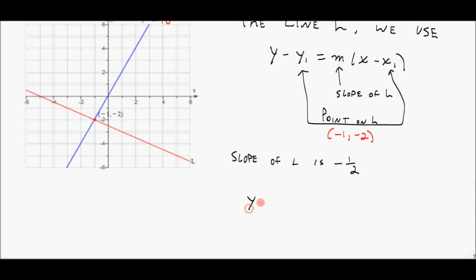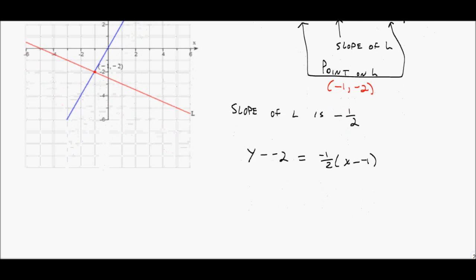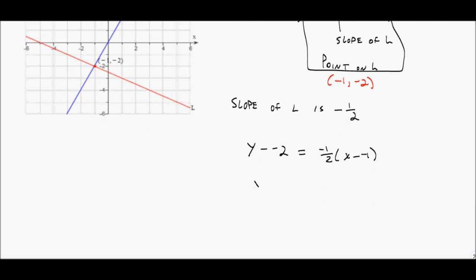So we're going to have y minus y1, which is -2, is equal to m, which is -1/2, times x minus x1, and x1 is -1. So this is really the point-slope form. We don't want to leave those double negatives, though, so it's going to turn into y plus 2 is equal to -1/2 times x plus 1. So this is the point-slope form.